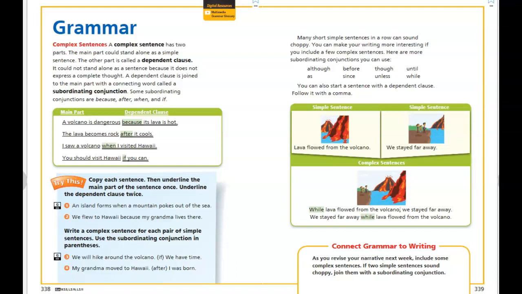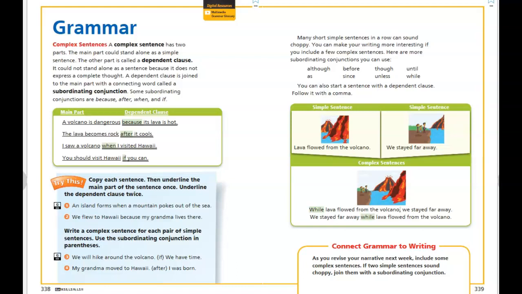A complex sentence has two parts. The main part could stand alone as a simple sentence. The other part is called a dependent clause. It could not stand alone as a sentence because it does not express a complete thought. A dependent clause is joined to the main part with a connecting word called a subordinating conjunction. Some subordinating conjunctions are because, after, when, and if.